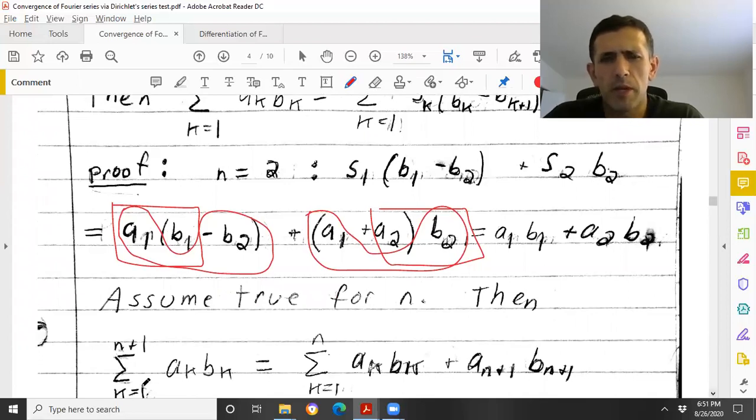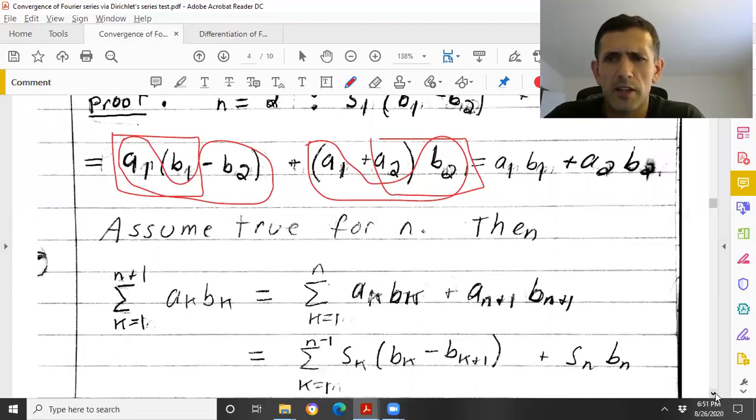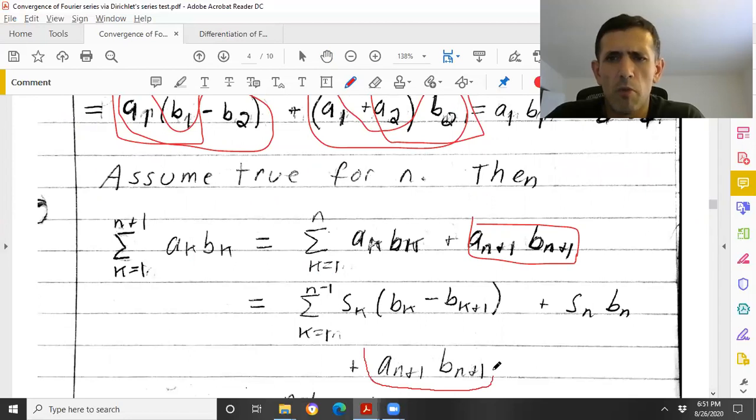You write the sum k equals 1 to n plus 1. It's k equals 1 to n, a_k b_k, plus a_{n+1} b_{n+1}. You dump in your inductive hypothesis, and the a_{n+1} b_{n+1} just comes along for the ride. And you hope all is well. Right? And all will be well.